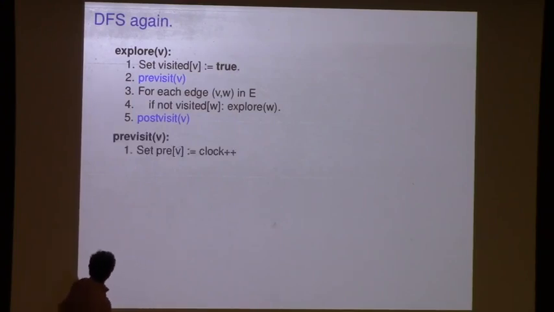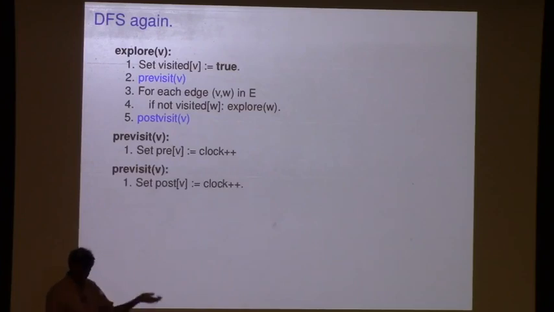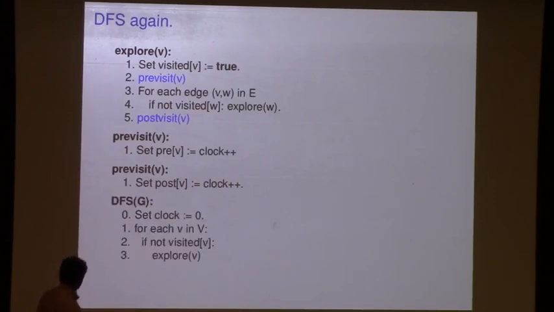Okay, you set pre to clock. Pre and post is this clock that he was talking about. He talked about this clock with the brackets, and you're labeling the bracket as you output the brackets in this parenthesized version. Okay. And DFS, now this is an interesting procedure too.